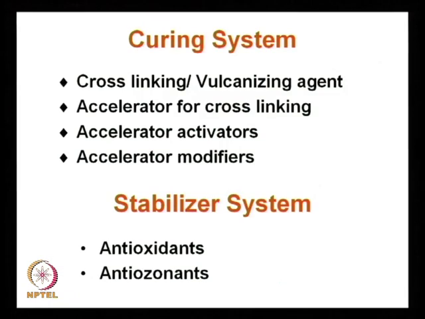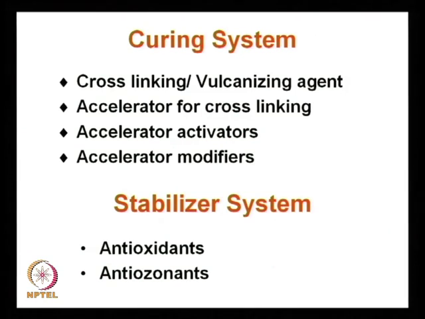And in order to promote the reaction, in order to help the reaction between sulfur and rubber, some accelerator is used, which accelerates the reaction speed between sulfur and polymer. For that purpose, accelerator is used. Accelerators are organic compounds. These are mostly amine derivatives.